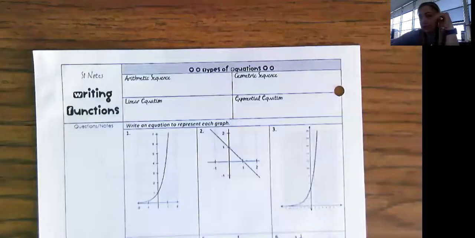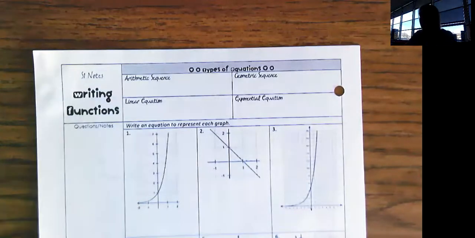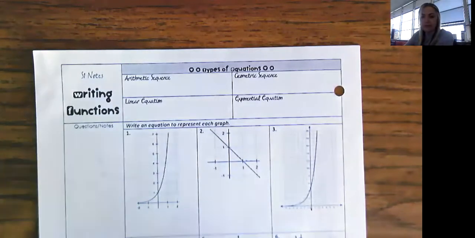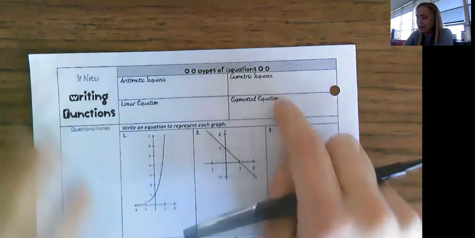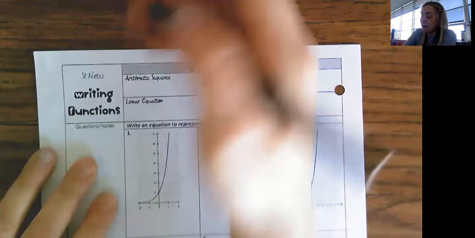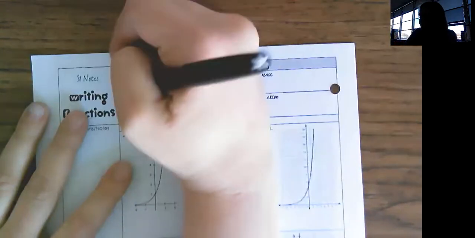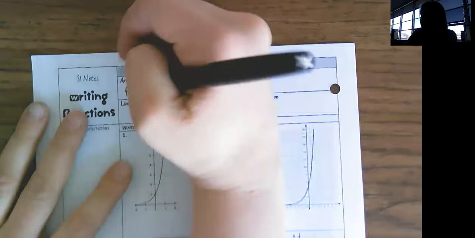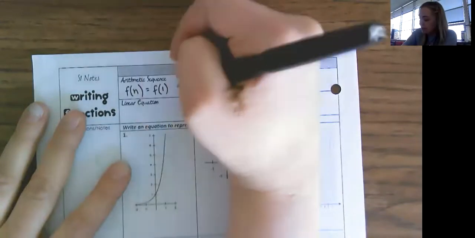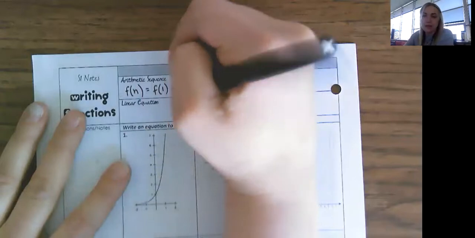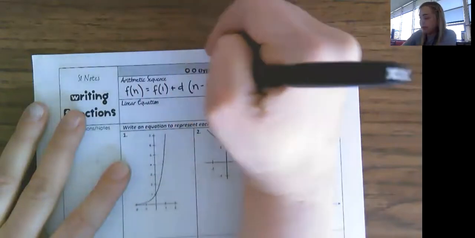Last unit, we talked about arithmetic sequences and geometric sequences. And some of you might have the formulas, if you remember those from last unit. The explicit equation for an arithmetic sequence, we said, was f of n equals f of 1 plus the common difference times n minus 1. And that was something that we used for our general form in the last unit.